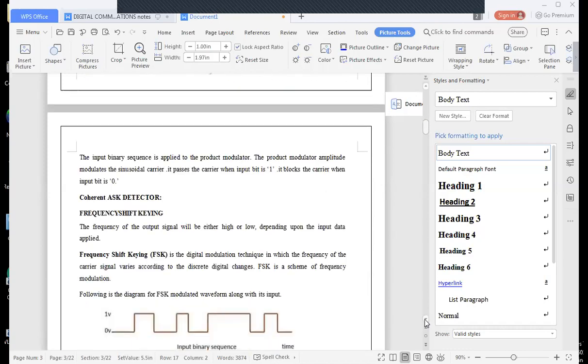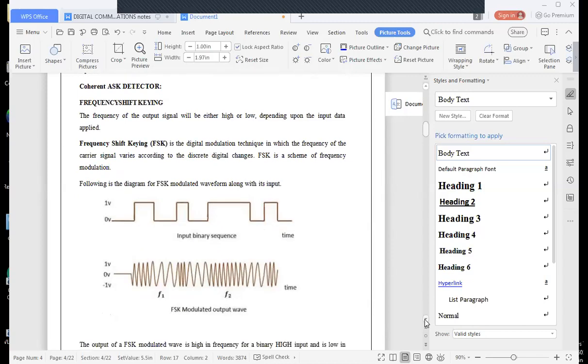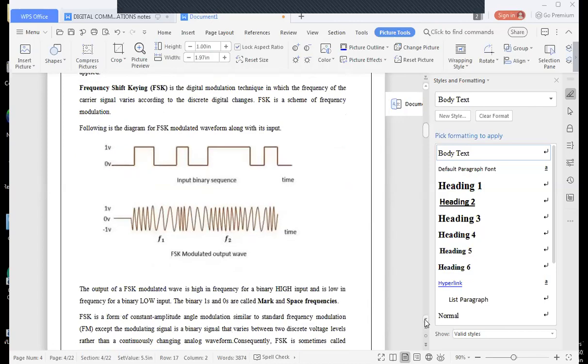Now, coherent ASK detector. Coherent means the carrier must be generated in the receiver in phase with the transmitted one.